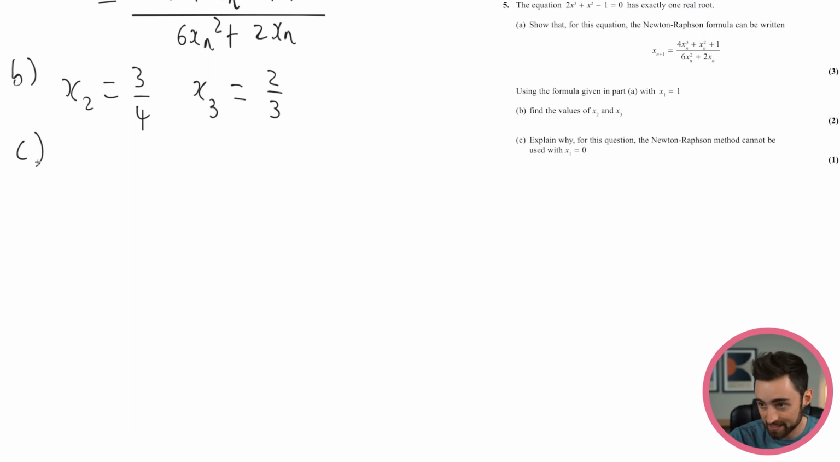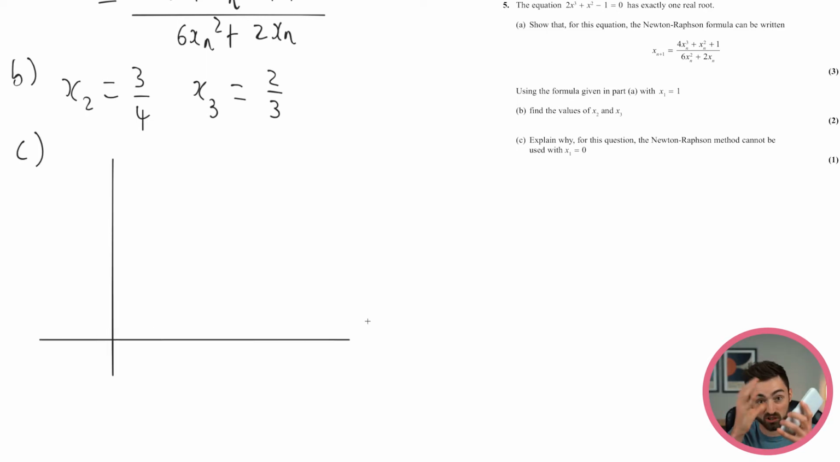Okay, part C says, explain why for this question, the Newton-Raphson method cannot be used with x1 equals 0. So this is probably the point where we need a bit more knowledge about Newton-Raphson and what it means. But even if you don't, you've got 5 out of 6 marks not having a clue, so that's pretty good, right? So essentially, Newton-Raphson is an iteration method to find out where a function crosses the x-axis, right, when it's equal to 0.